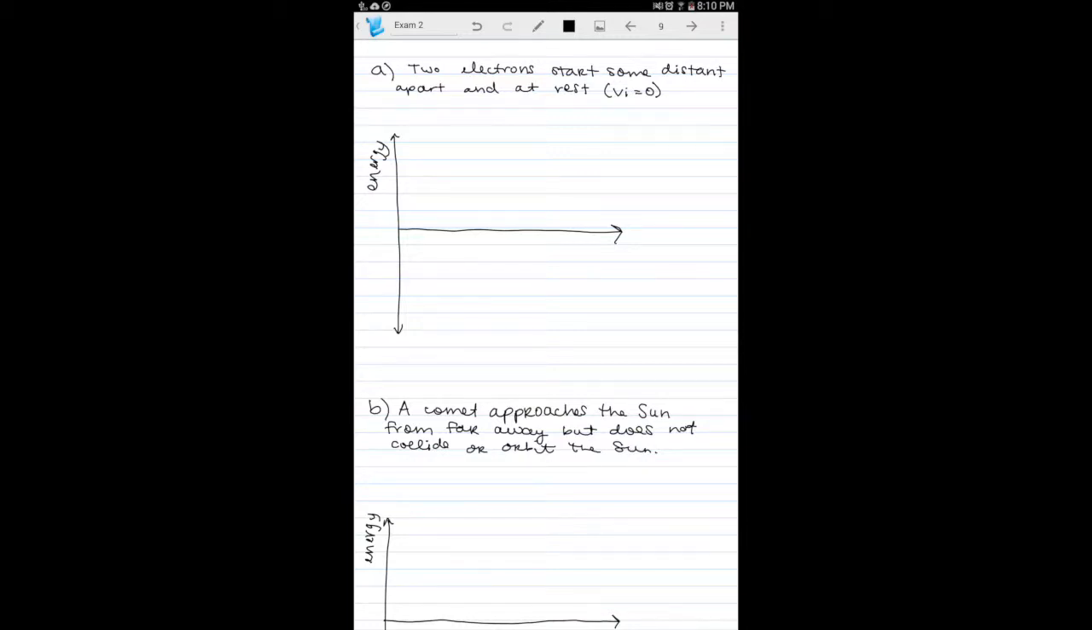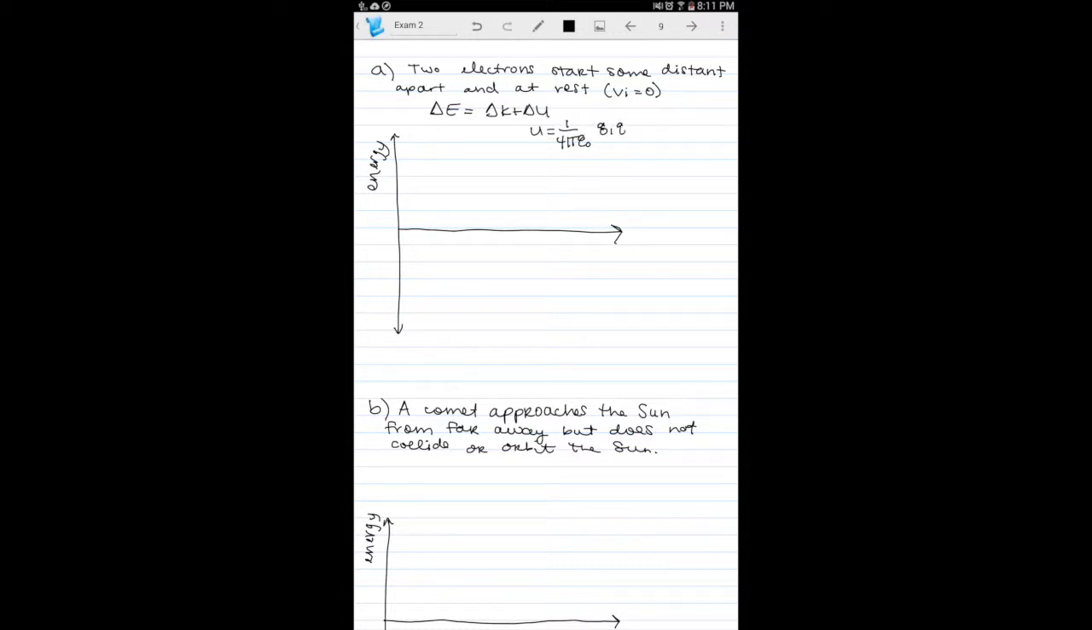For part A, we have two electrons that start some distance apart and at rest, which means their initial velocity is 0. In order to draw the energy graph, we are first going to start from the energy principle that says change in energy is equal to the change in kinetic energy plus the change in potential energy. For potential energy, we're going to use potential energy for electricity, which is this.